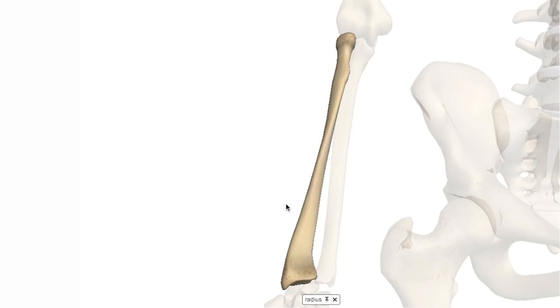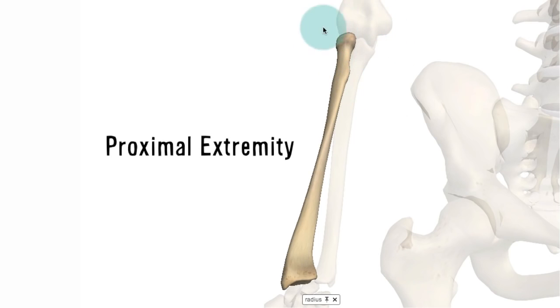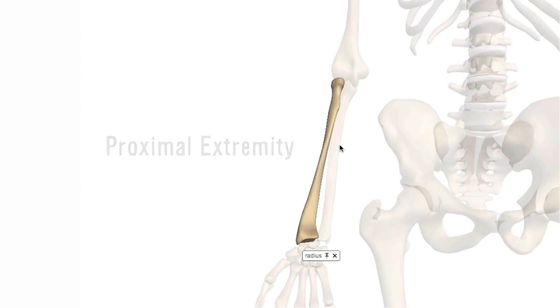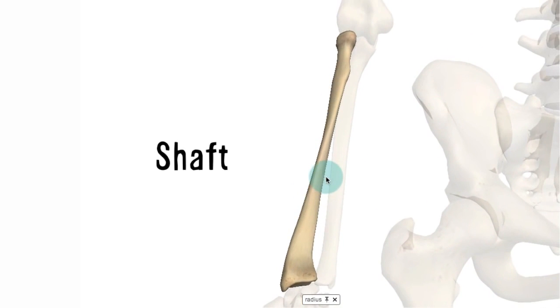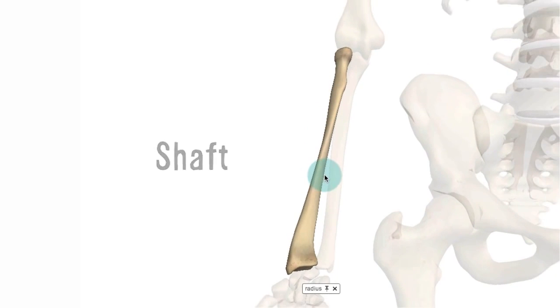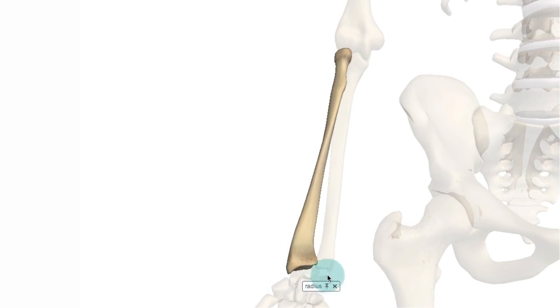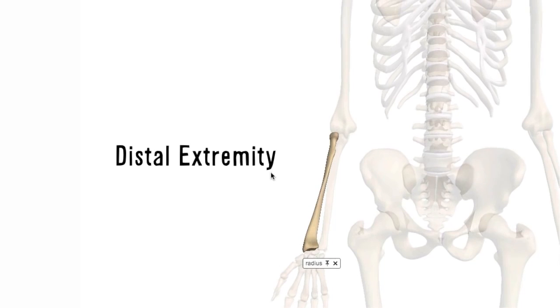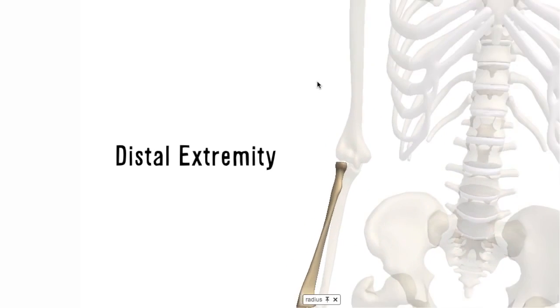Now I'm going to get back here so I can isolate the radius, and so we can start talking about this bone first. Now there are three main parts that we need to divide the radius, so we can talk about them separately. The first one is the proximal extremity, which, as you can see here, is the one closest to the shoulder or to the center of your body or your skeleton. And then we're going to look at the shaft that is located between the proximal extremity and the other extremity that we're going to discuss, which is the distal extremity, which is located a little bit further away from the shoulder, as you can see here.